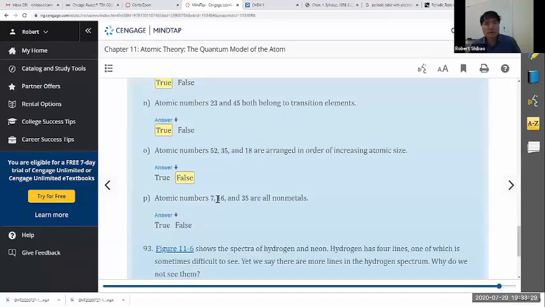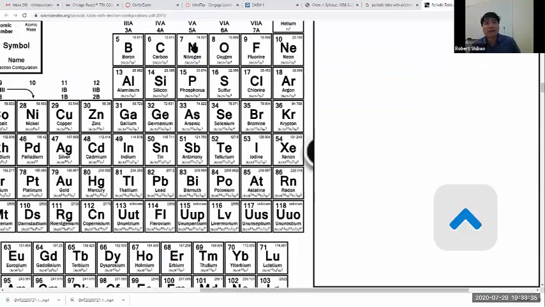Atomic numbers 7, 16, 35 are all nonmetals. 7, nitrogen, 16, sulfur, 35, bromine. Those are all nonmetals. That's true.